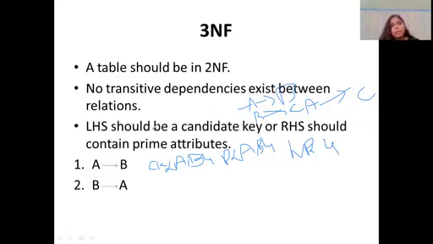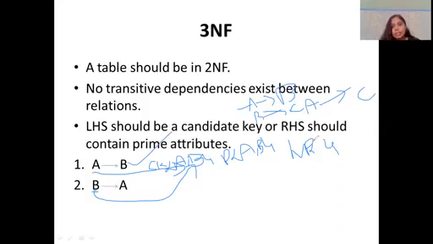And RHS should contain prime attributes. Here in this particular example, we have to check whether LHS is a candidate key or not. The LHS of the first FD is A. It is present in the candidate key list. Yes, A is present here. So the first functional dependency is in third normal form. Next, the second functional dependency, B. We have to check whether B is present in the candidate key list. Yes, it is present. So the first condition is satisfied. Since the conditions are joined by OR, if any one of the conditions is satisfied, we can tell that the particular thing is in third normal form.